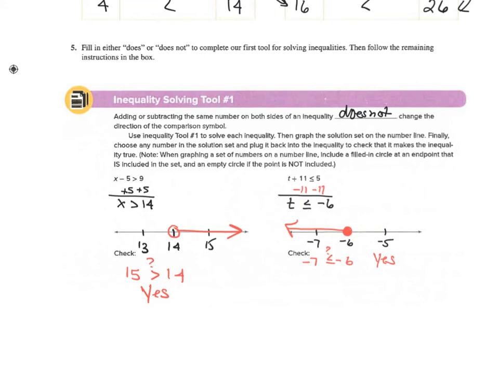Okay, I subtracted 11 from both sides and got t is less than or equal to negative 6. Since it's an or equal to, I'm going to fill in that circle. And less than means we shade anything to the left. I chose negative 7 for my check, and it works out. Negative 7 is less than or equal to negative 6.